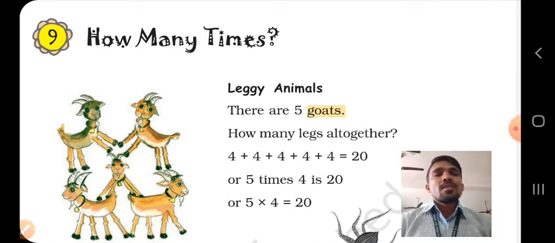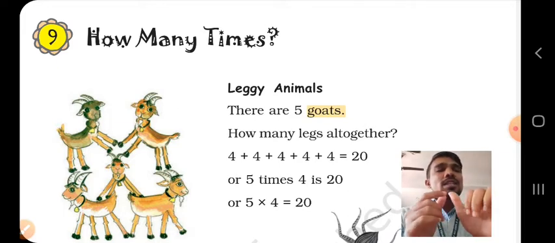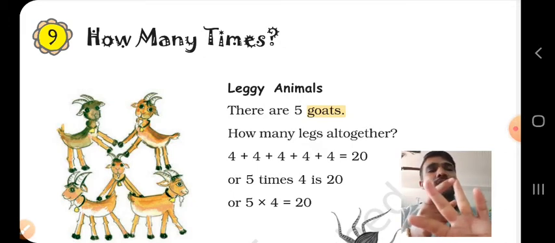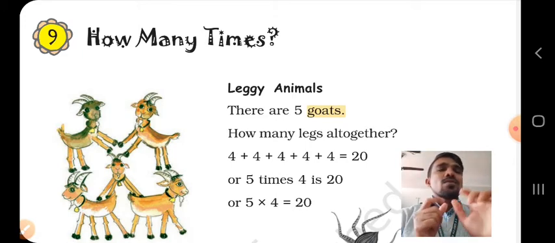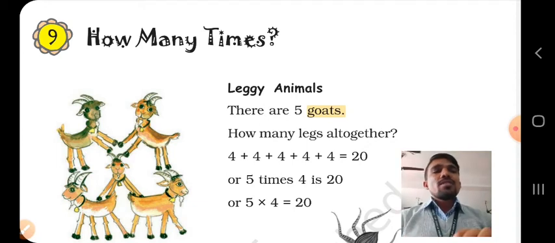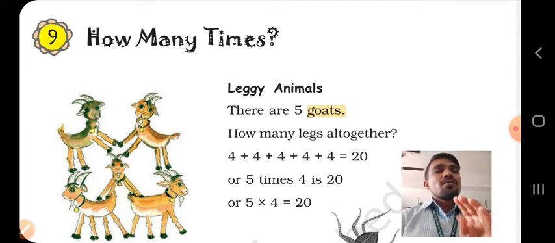There are 5 goats. How many legs altogether? How many legs do these 5 goats have? We know that each goat has 4 legs. Second goat also has 4 legs. Third goat also has 4 legs. Fourth one also has 4 legs. Fifth goat also has 4 legs. So 4 plus 4 plus 4 plus 4 plus 4. Each goat has 4 legs, and there are 5 goats. When you add 4 plus 4 plus 4 and so on, you will get 20.